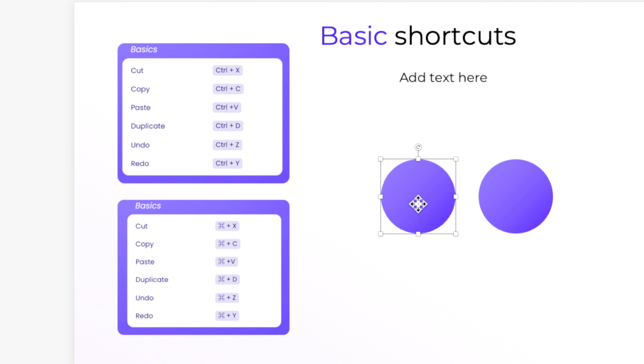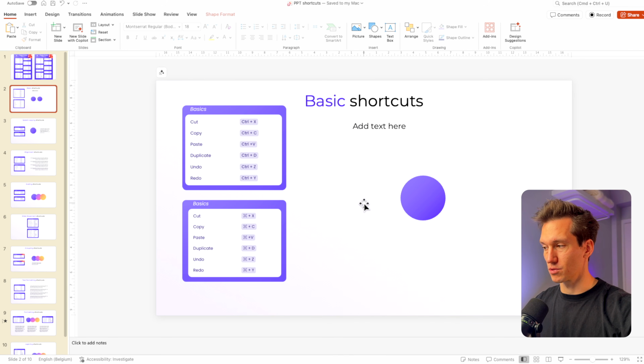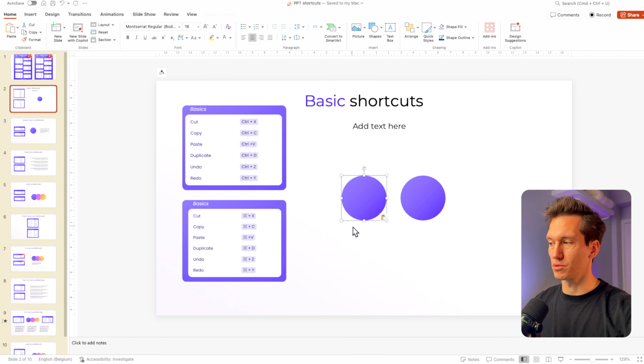First one is the cut. So that's Ctrl X, we know this one. If we Ctrl X, it puts it on the clipboard. If we Ctrl V, we paste it again. That is pretty straightforward. Then we have Ctrl C, so that is to make a copy, and then we can paste to create a duplicate.